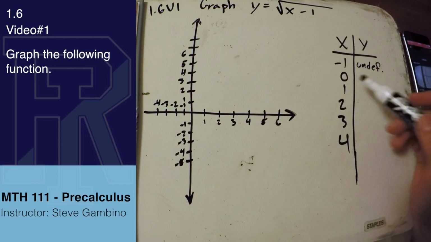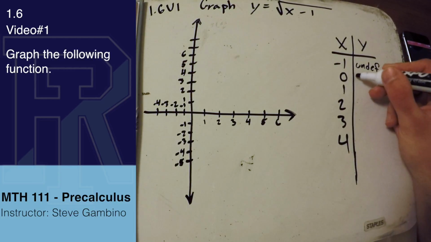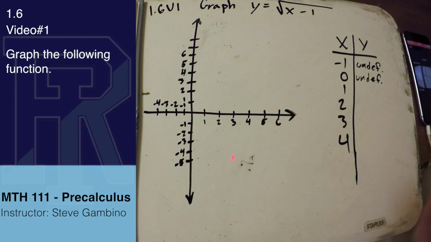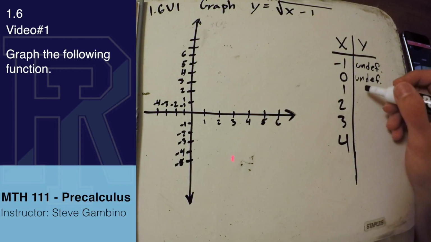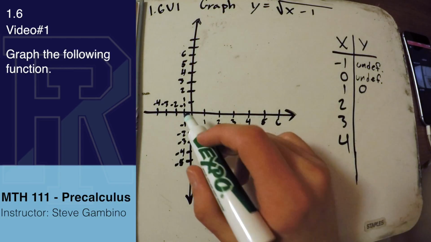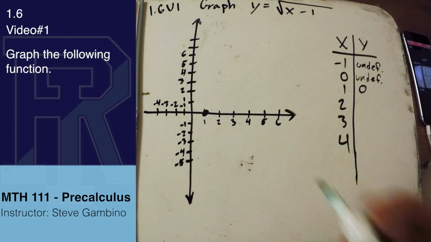Okay, same thing with 0. 0 minus 1 is -1. We don't yet know how to take the square root of a negative number, so this is also undefined, which means it will not show up on our graph. But once we get to 1, 1 minus 1 is 0. The square root of 0 is 0. So we've got a point here at (1, 0) that we can go ahead and plot on our graph. If we have an x coordinate of 1 and a y coordinate of 0, that's going to go right there.